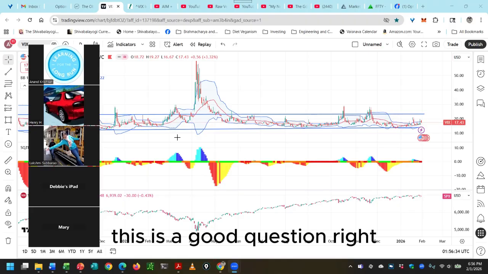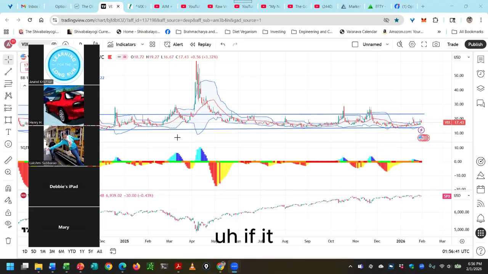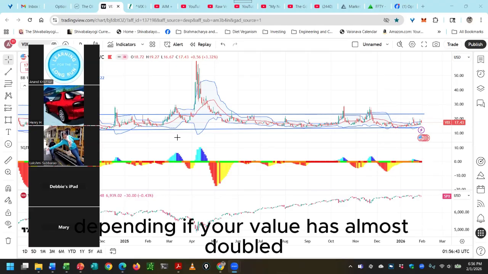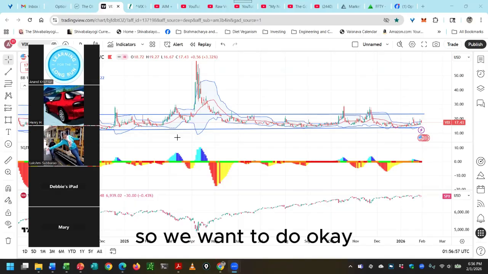Oh, this is a good question. This one where you bought an AT&T call, right? If it shoots up, depending on if your value has almost doubled, it's probably a good idea to take it out. Yes, close that position. Good idea, and then come back in. Okay, so we want to do NU and Carvana. All right, so let's check.